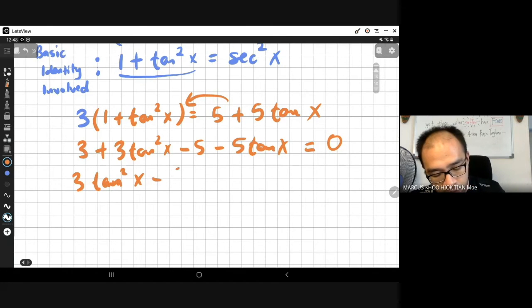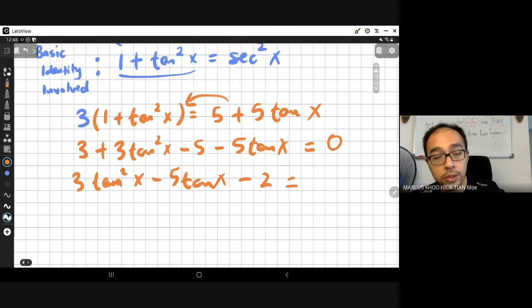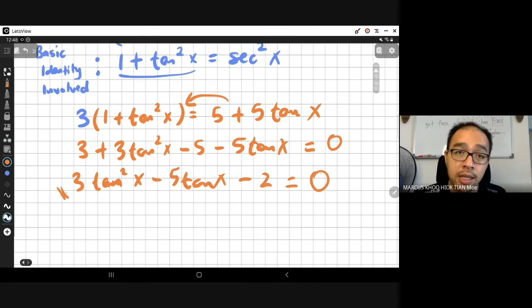Right? Minus 5 tangent x minus 2 equals to 0. Okay, saya hanya akan buat sampai sini saja. I just want to show you how the identities are used, okay, so that you can simplify it.